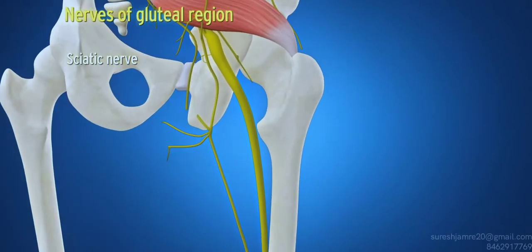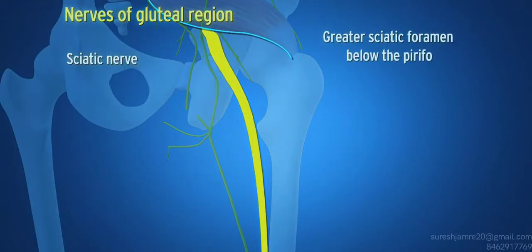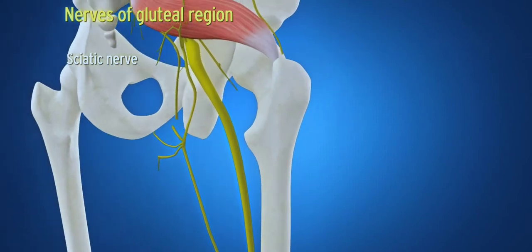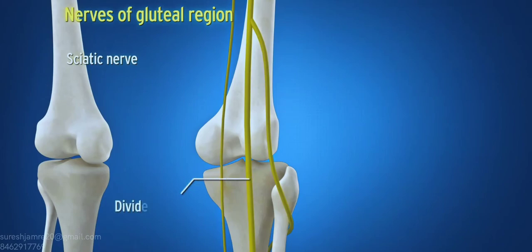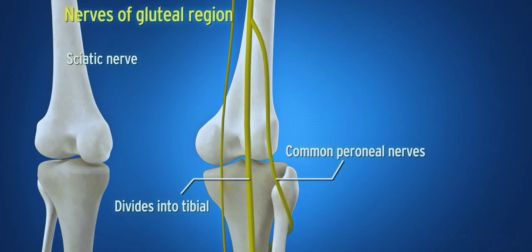Sciatic nerve emerges through the greater sciatic foramen below the piriformis. It descends beneath the gluteus maximus. It passes midway between the ischial tuberosity and greater trochanter. It passes on the dorsal surface of body of ischium, tricipital tendon of obturator internus, quadratus femoris and adductor magnus. The nerve divides into tibial and common peroneal nerves at the upper angle of popliteal fossa.